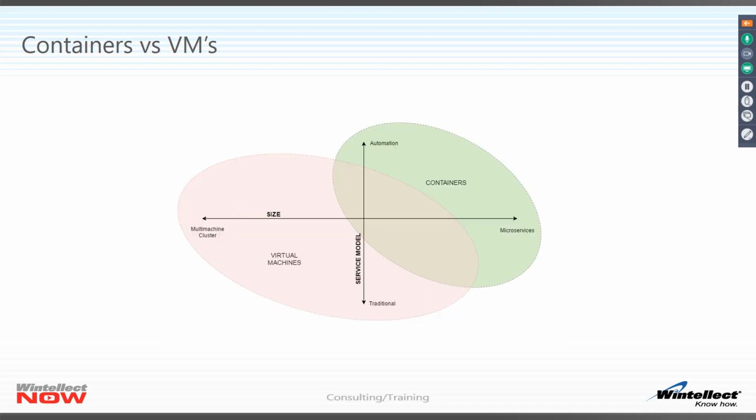To look at a chart, you might think of it like this. On one axis, I have the service model between traditional manual deployments and automated deployments. That would be my y-axis. And on my x-axis, I have size. On one extreme, I have microservices. On the other extreme, I have multi-machine clusters. Then what I'm going to be looking for is high automation and something that lends itself to small size. So it's going to isolate up there towards that top right quadrant.